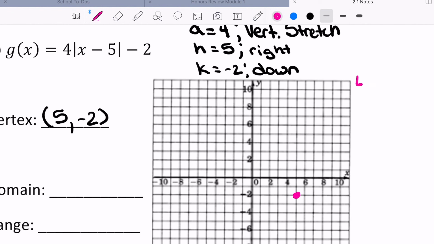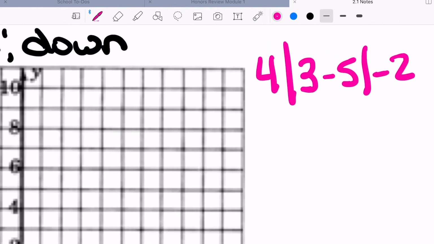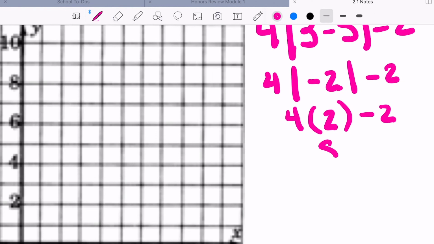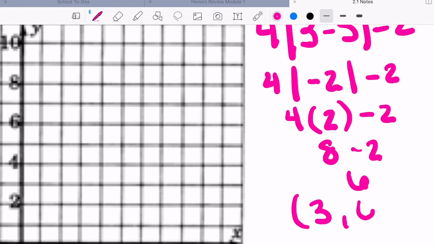For my first point, I'm going to use 3. So 4 times the absolute value of 3 minus 5, minus 2. Simplify inside the absolute value gives us negative 2. Absolute value of negative 2 is positive 2, and my absolute value now becomes parentheses because I'm multiplying. 4 times 2 is 8. 8 minus 2 is 6, meaning we have a point at 3, 6. Okay, so 3, 6, plot my point.